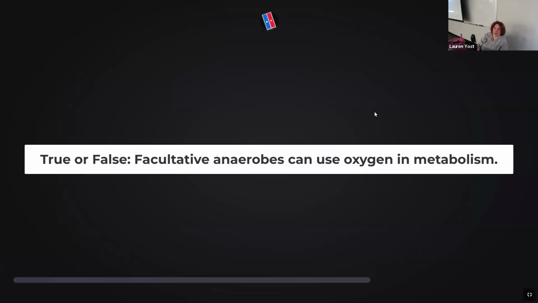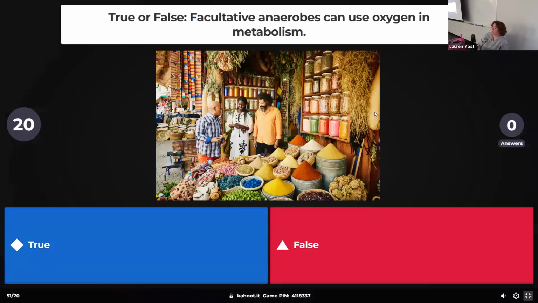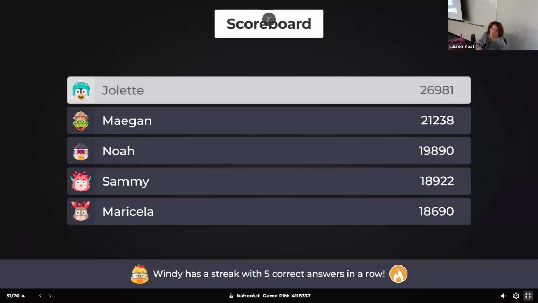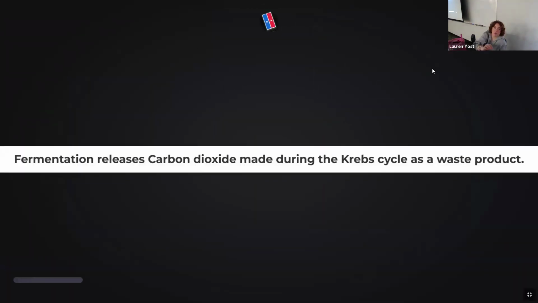Facultative anaerobes can use oxygen in metabolism. Similar question to what we just asked, just approaching it from a different angle. True. Beautiful. So if they have it, they will use it. Beautiful. All right, true or false?